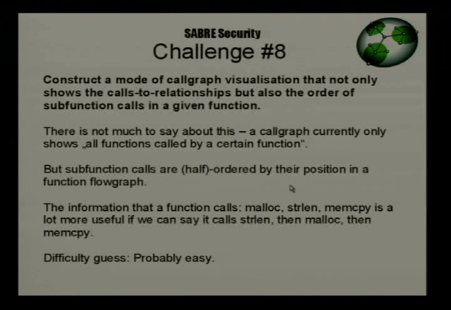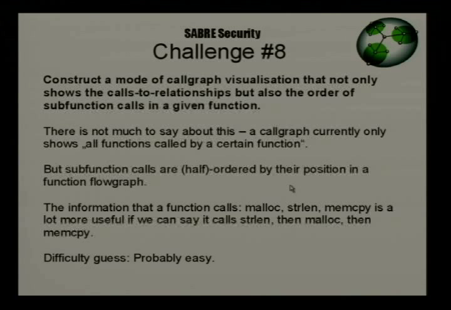All right, challenge number 8: we're back to fuzzy visualization, clicky stuff. Basically, call graphs are really nice, and really useful to visualize which function calls which, but they have one big drawback. They lose the ordering of subfunction calls, which means if I have a function that calls malloc, string length, memcopy, I just see in the graph that this node calls malloc, string length, memcopy, but I can't know in which order they're called.